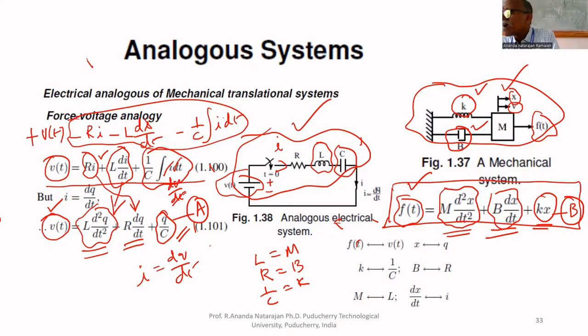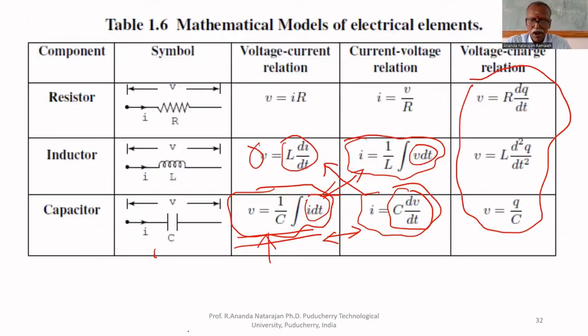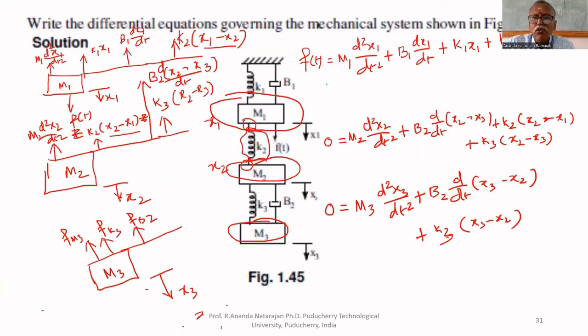How many equations are there? How many mechanical equations are there? One. Therefore, in the electrical system, one loop will be there, so all are in series. But here, how many equations are there? 3 equations are there. Therefore, 3 loops will be there in the electrical system. We'll draw that circuit now.